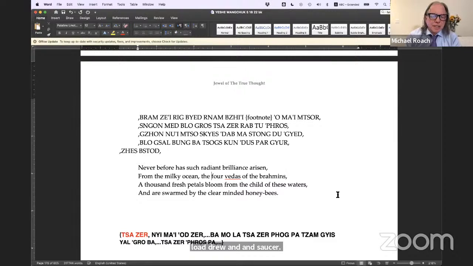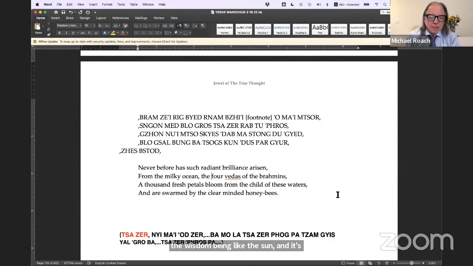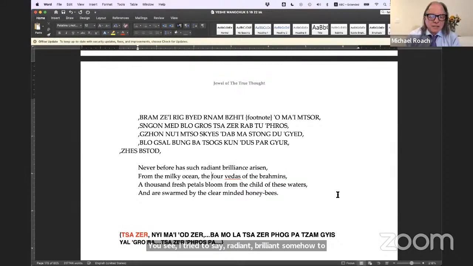You've got to capture the sense of the wisdom being like the sun. And it's seres, user, which are very hot. Yeah. I tried to say radiant brilliance somehow to cover it. Radiant meaning hot, sending out. Brilliant meaning shining, sending out warm rays of light. And what's the effect of warm rays of light on a body of water? You get soke, the child of the waters. Good. The young child of the waters.